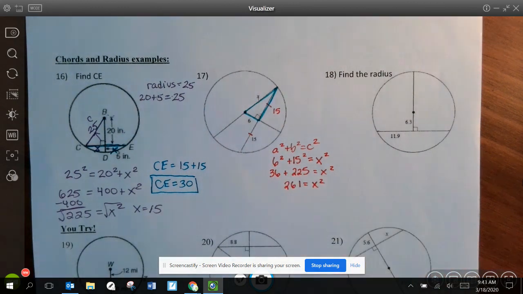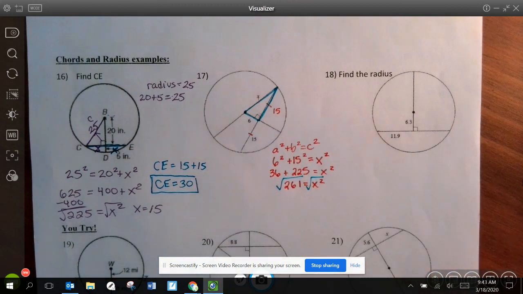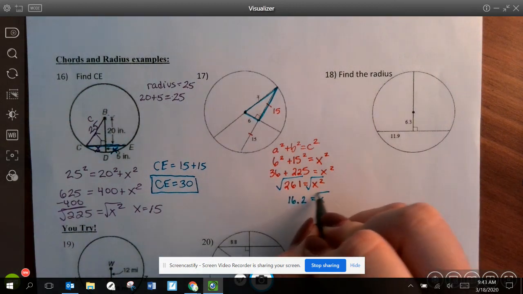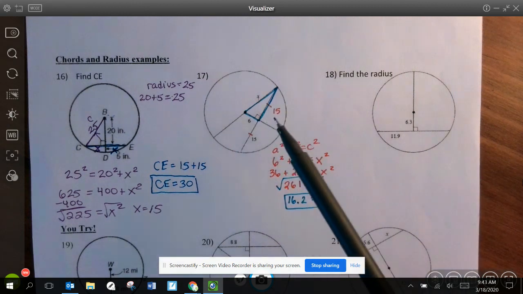How do I undo a square? Well, I take the square root, and the square root of this is 16.2 when I round. Okay, so x would be 16.2. Awesome. In 18, we don't have a triangle at all, so we can't do Pythagorean theorem.